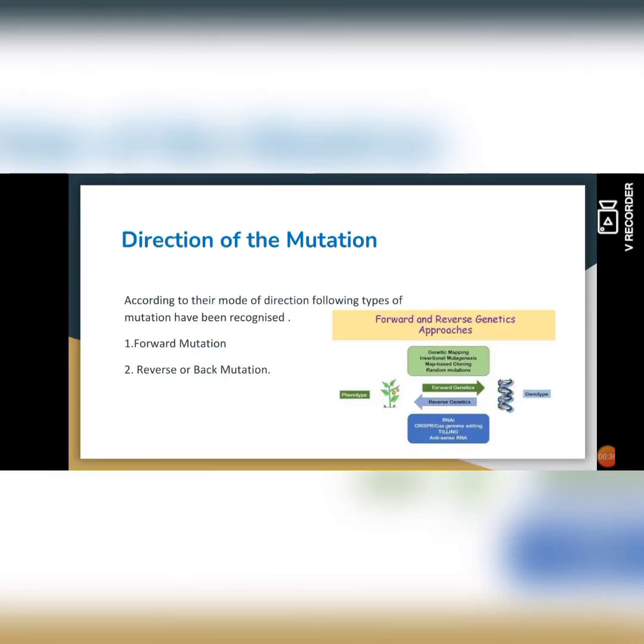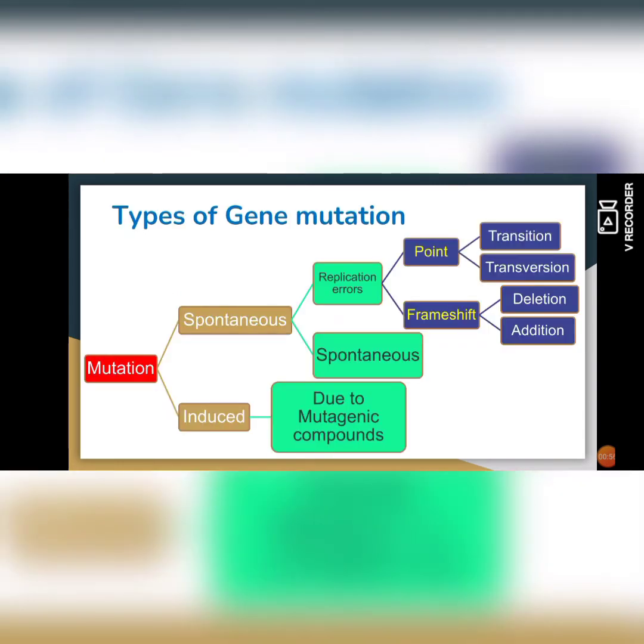Direction of the mutation. It is of two types, forward and reverse. In the forward direction, it creates a change from wild type to abnormal phenotype. Most mutations are forward type. In backward or reverse mutation, an altered nucleotide sequence changes back to its original sequence.